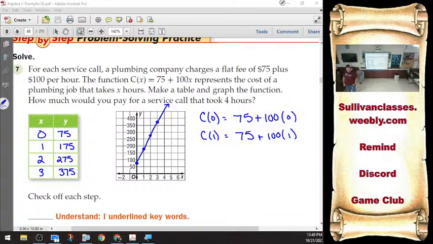Now, 4 hours runs off the graph. But because I know how the function works, I can say the cost of 4 hours is 75 plus 100 times 4 hours. How much is it going to cost? 475.